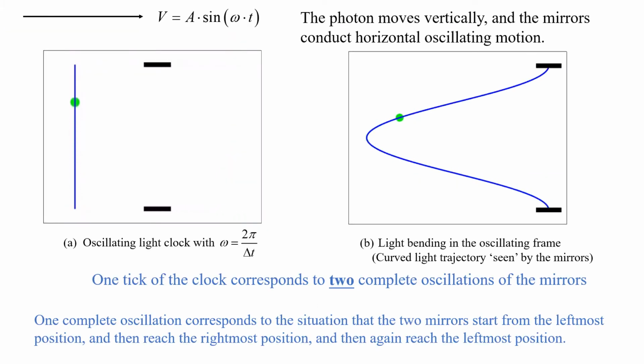This slide shows that one tick of the clock corresponds to two complete oscillations of the mirrors. One complete oscillation corresponds to the situation where the two mirrors start from the leftmost position, then reach the rightmost position, and then again reach the leftmost position. Video B here shows the curved light trajectory seen by the mirrors. This means the light bending in the oscillating frame.